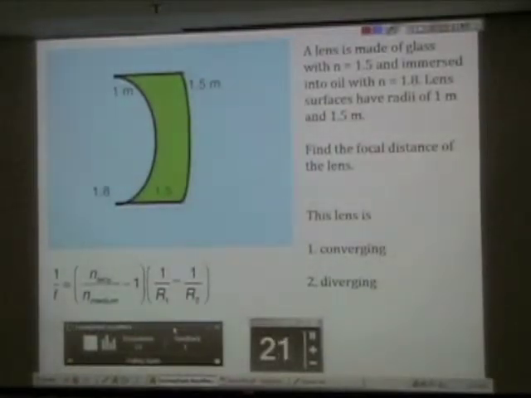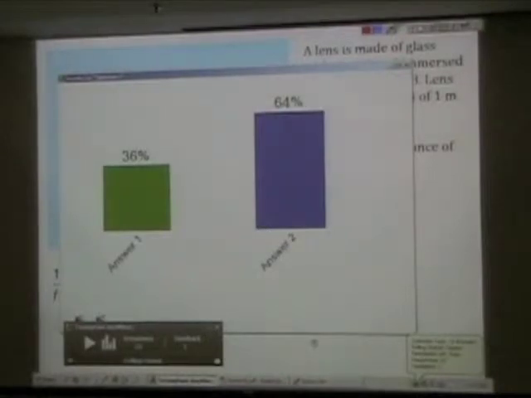And just to remind you, when the focal distance is positive, it's supposed to be a convergent lens. When the focal distance is negative, that means the lens is divergent. Convergent, positive focal distance; divergent, negative focal distance. So to answer this question, we just need to figure out if the focal distance is positive or negative. We don't need to know the actual value.